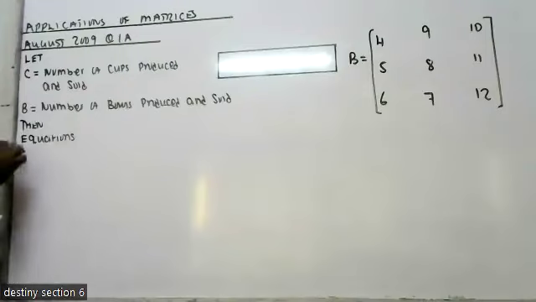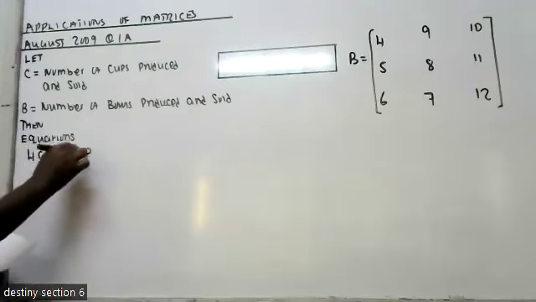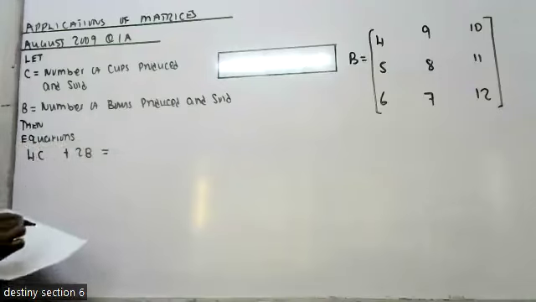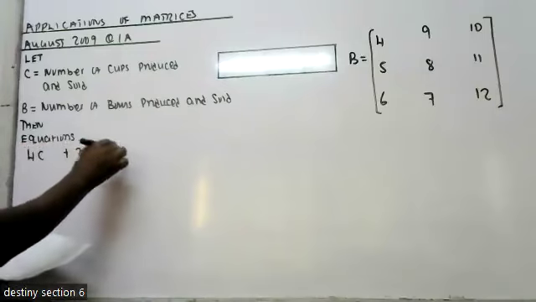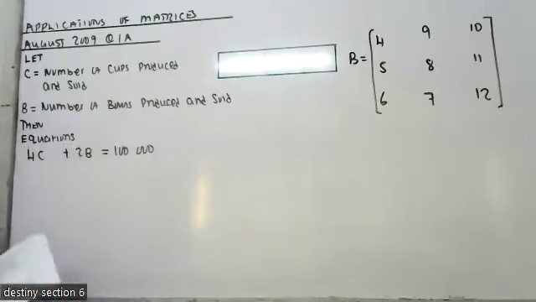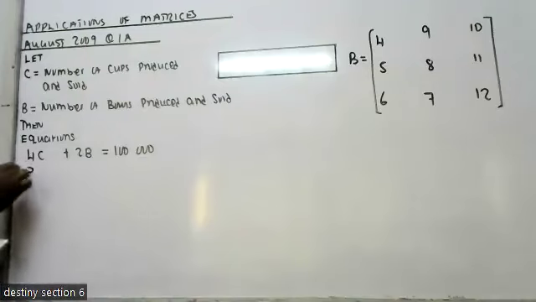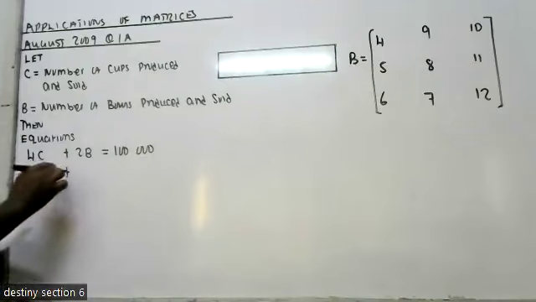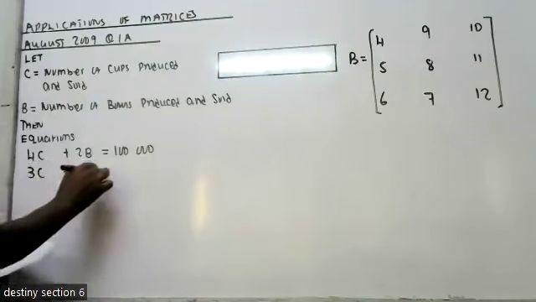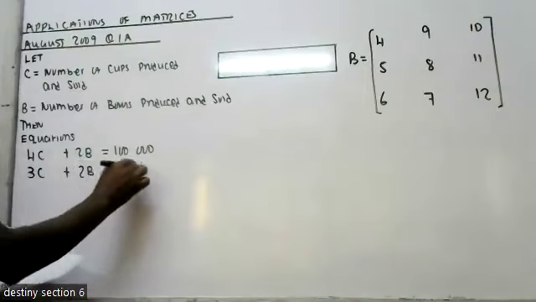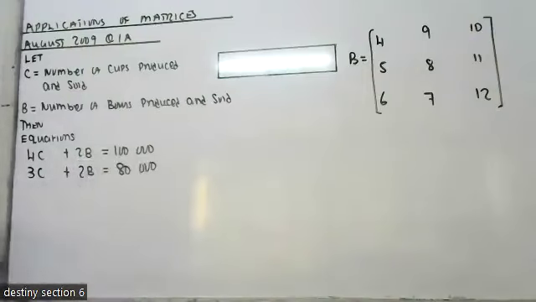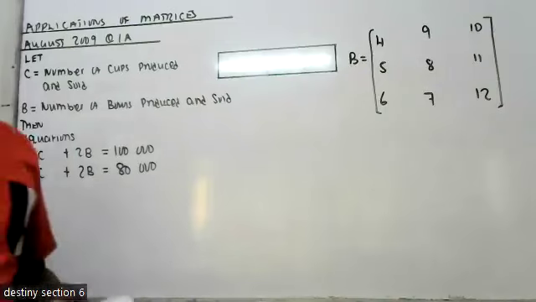Looking at the first one, it will be 4C, that is in machine hours, plus 2B is equal to the machine hours, we are told they are 100,000. That way. Then 3C plus 2B will be equal to 80,000.